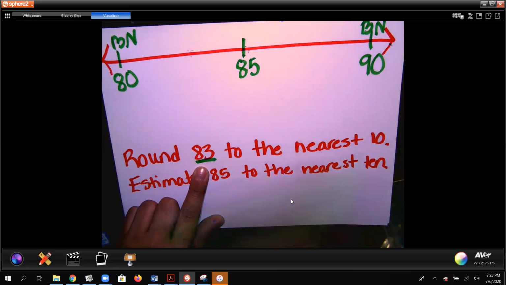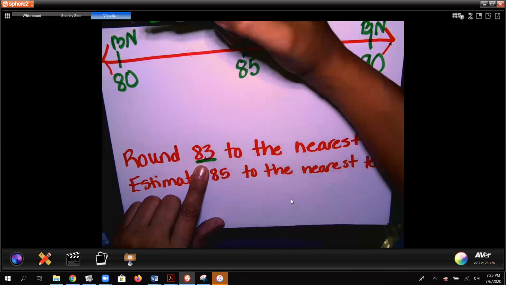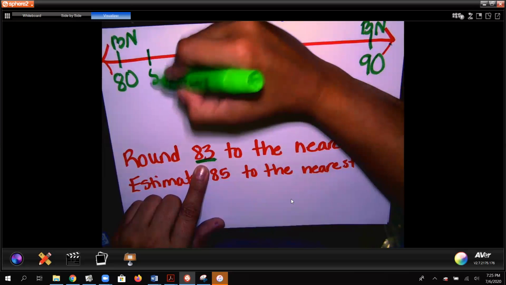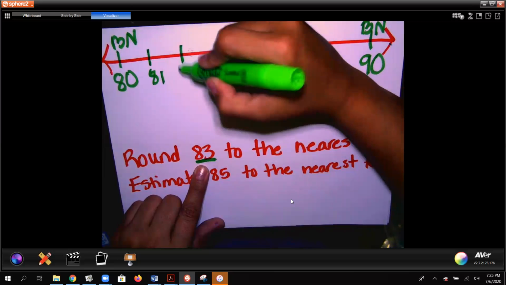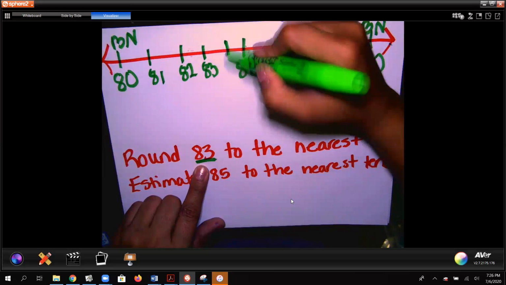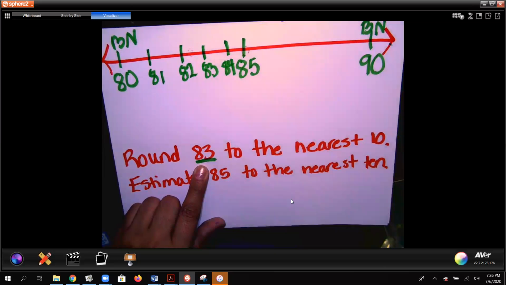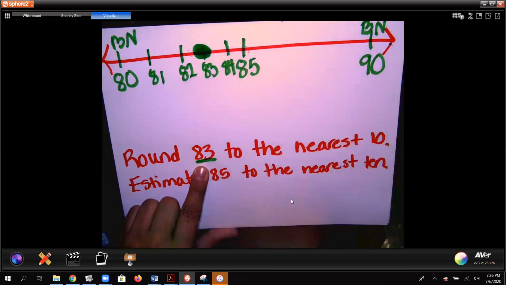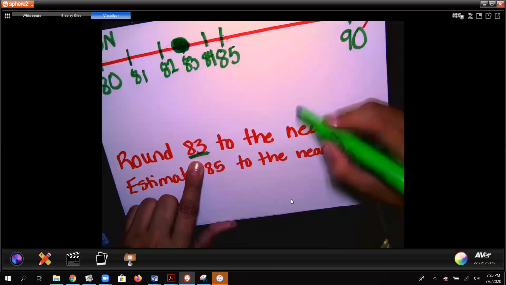So now we have to decide where 83 is going to fall on this number line. And this is pretty easy to do because you can actually just draw your little tick marks. It's 80, 81, 82, 83, 84, and then 85. Okay, so here's 83. I'll put a big dot there. Where should 83 round to?